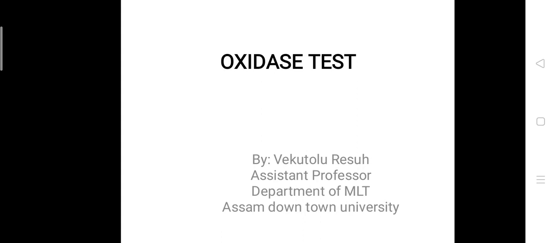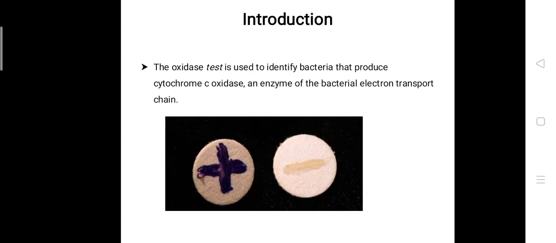Today we are going to be talking about the oxidase test. Before we go to the procedure, let us talk about the oxidase background. This oxidase test is a test for the presence of cytochrome C oxidase, an important enzyme in aerobic respiration, because it accepts electrons in the electron transport chain.